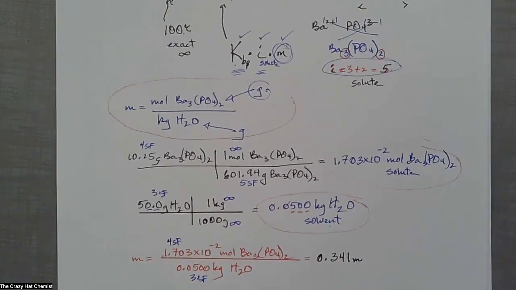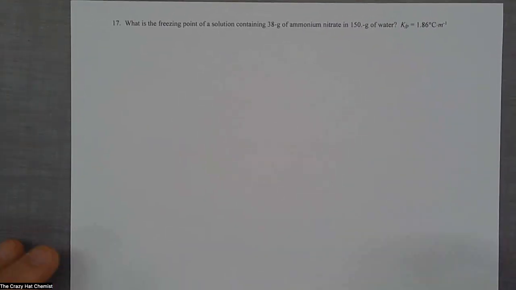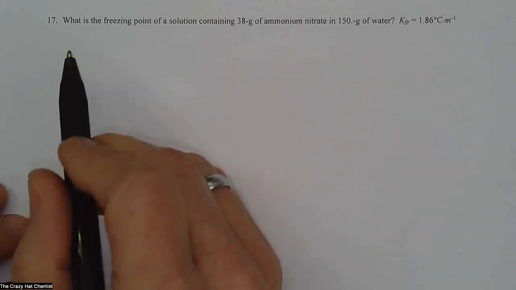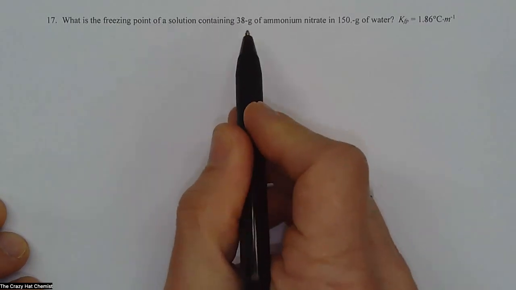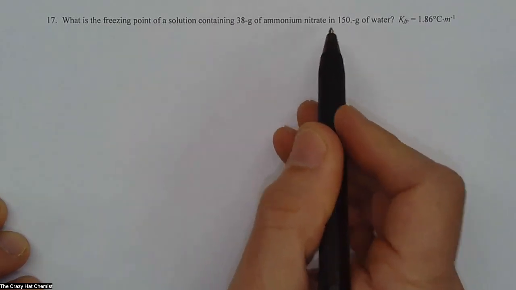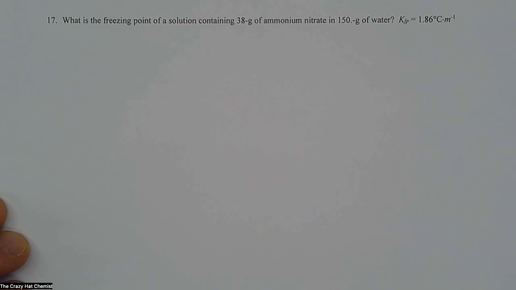All right, so here is number 17. Let's see if we can get this one up on the road here. And let's zoom in on this so that we've got this whole picture here for us on this problem. Number 17 says the following: What is the freezing point of a solution containing 38 grams of ammonium nitrate in 150 grams of water?